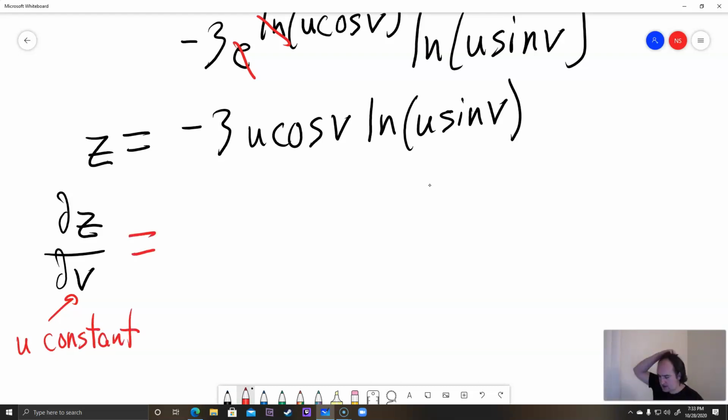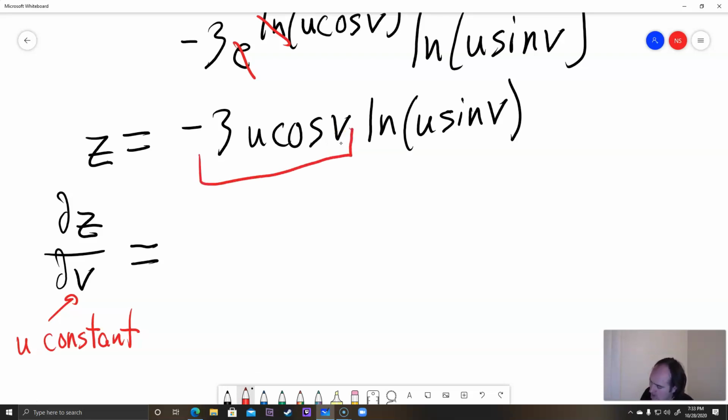Okay, so since u is constant, we're really only taking the derivative of the expressions involving v. But there's a lot of them, and it's kind of messy. Okay, so we're going to have our work cut out for us. But for the negative 3u, that's going to be a constant, but the cosine of v is not a constant. So what we're going to have to do here is use the product rule.